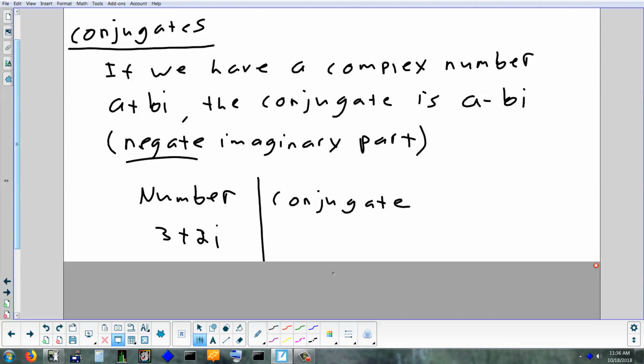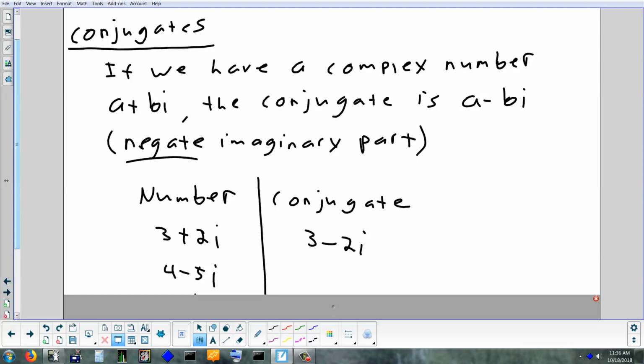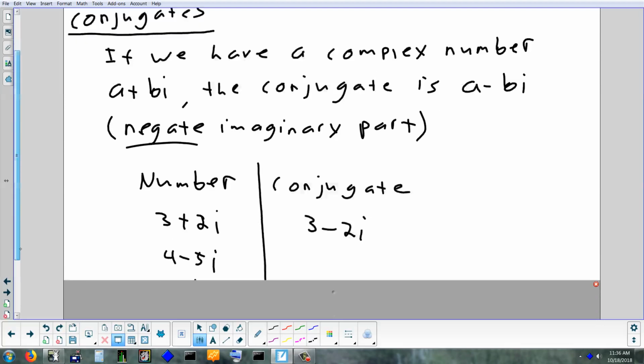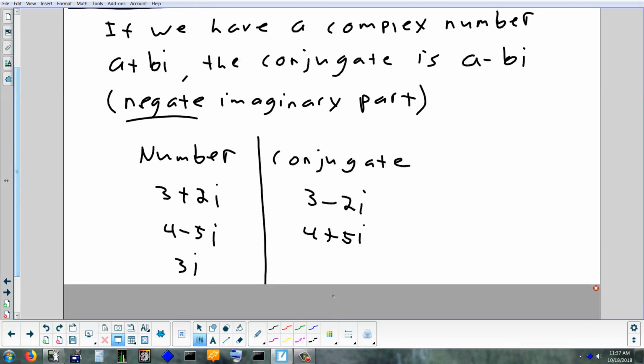3 minus 2i. That's the conjugate. What we're going to do with that, I'll show you next, but that's the conjugate. How about 4 minus 5i? 4 plus 5i. Okay. What about 3i? Negative 3i. If you want to think of it as like 0 plus 3i, the conjugate is 0 minus 3i. We don't normally put the 0. We just write it like that.